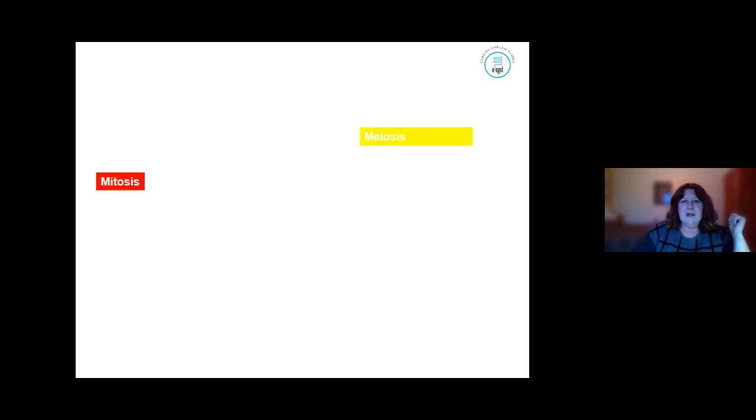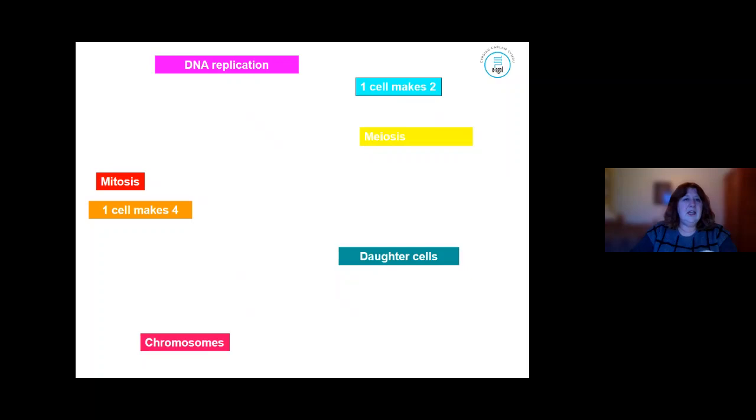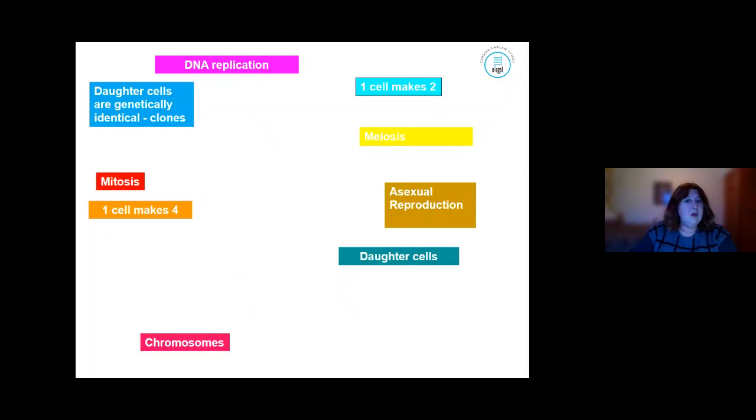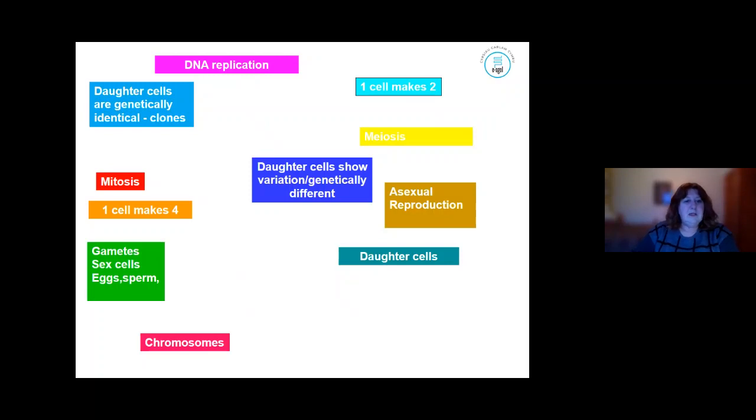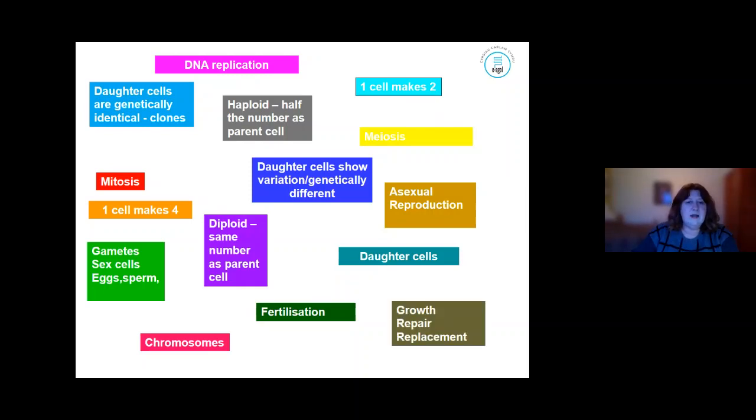Mitosis seems like an obvious one, doesn't it? Meiosis. 1 cell making 2, maybe. 1 cell making 4. Daughter cells, chromosomes, DNA replication, daughter cells being genetically identical, asexual reproduction, daughter cells showing variations, or are they genetically different? Gametes and the types of cells, which could be gamete cells. Haploid, half the number as parents. Then we've got daughter cells, diploid number, same number as the parent cell again. Growth, repair and replace.